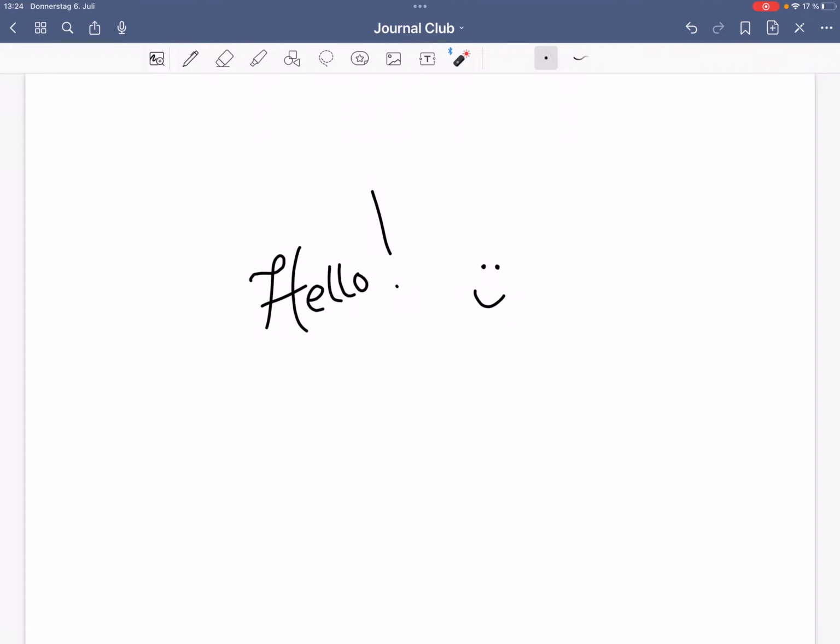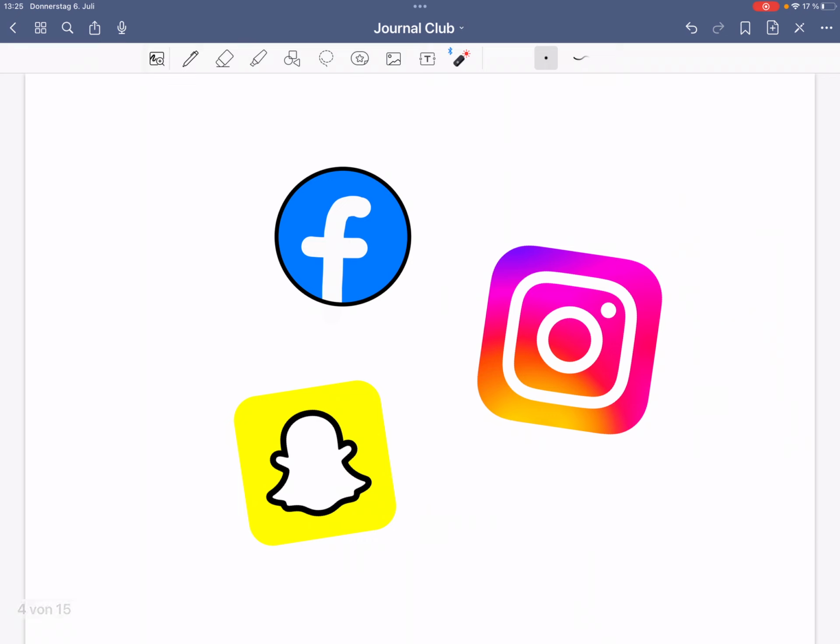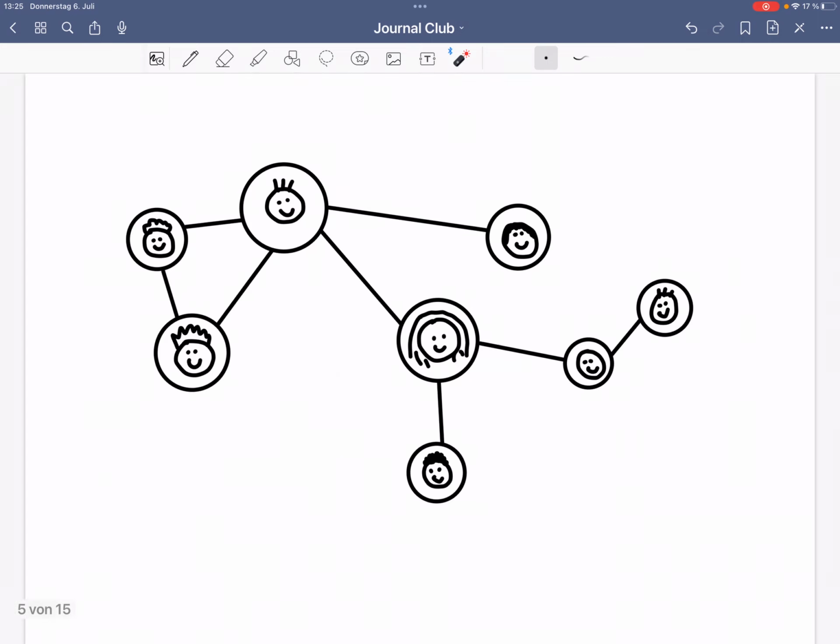Hello everyone! I assume all of you have a Facebook, Instagram or Snapchat account, and even if you don't, you certainly have friends and family, and hence you are part of a social network, which can be visualized as a graph. Here the nodes represent the people and the edges, the connections between them. Now the question is, which people are the most influential?